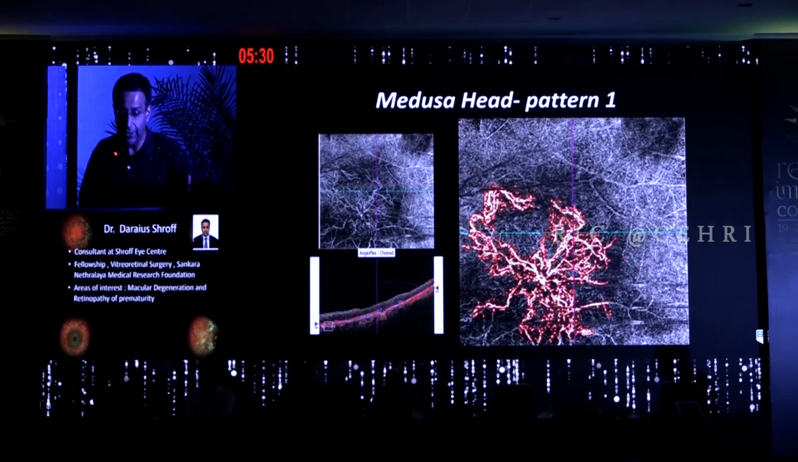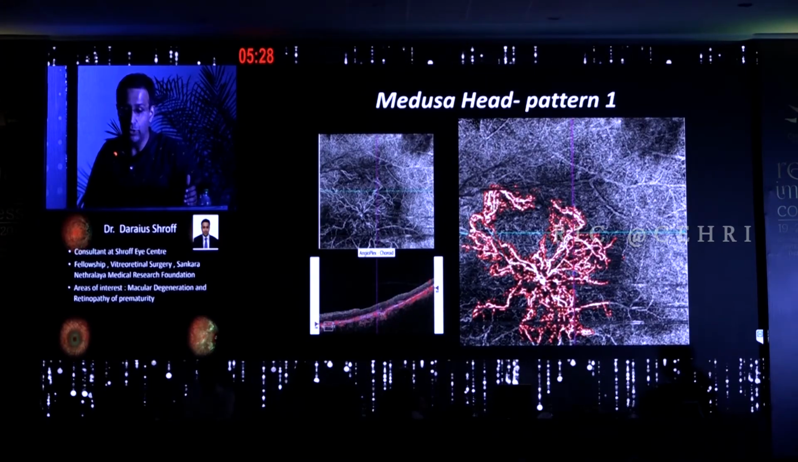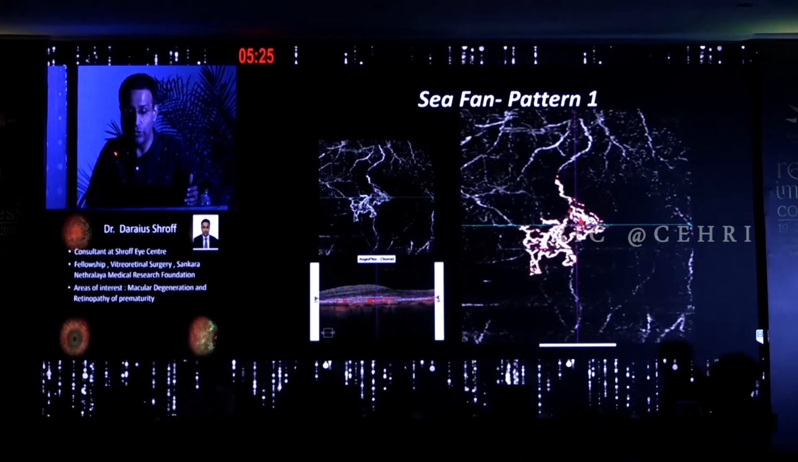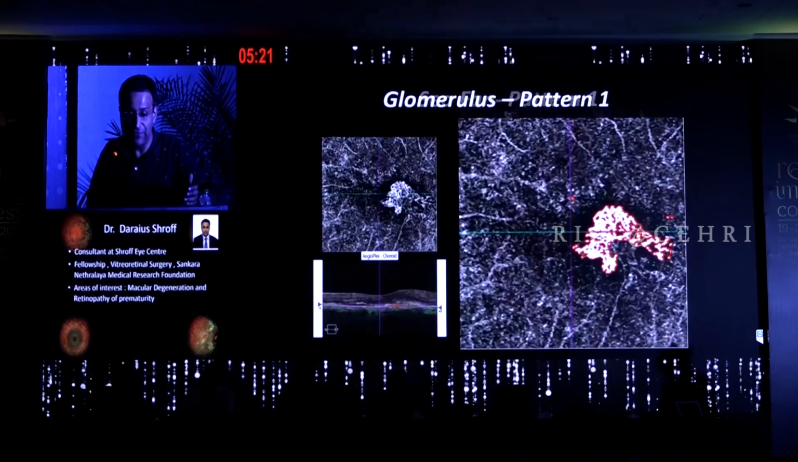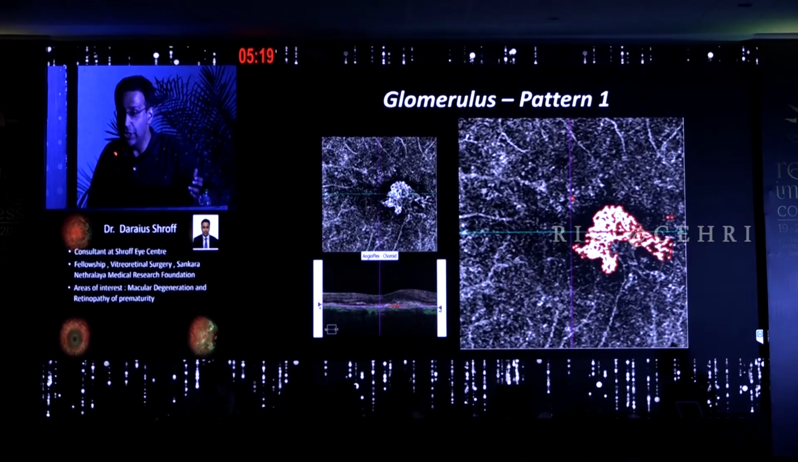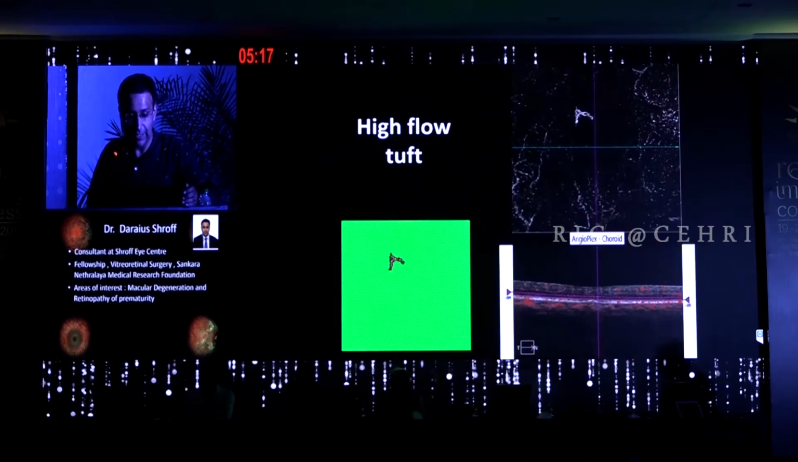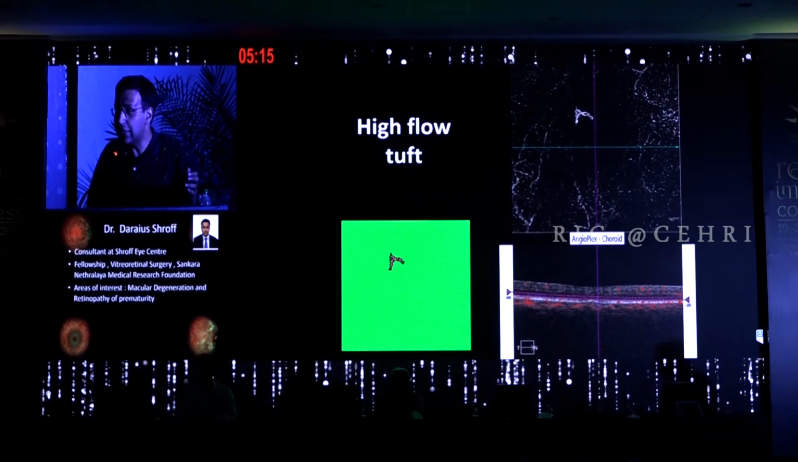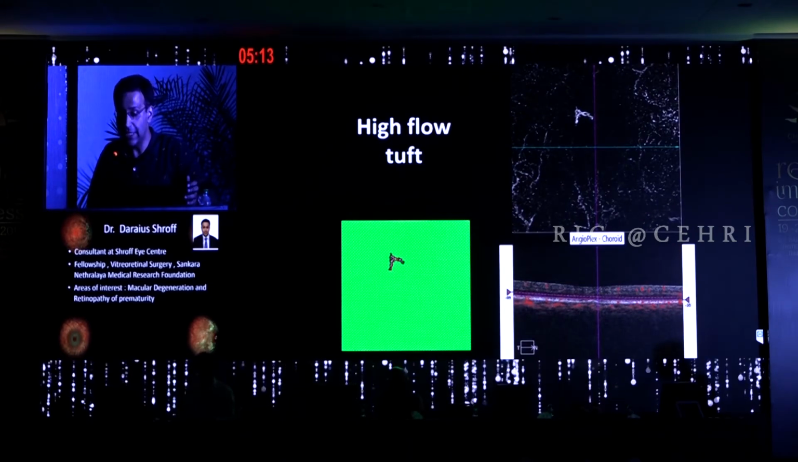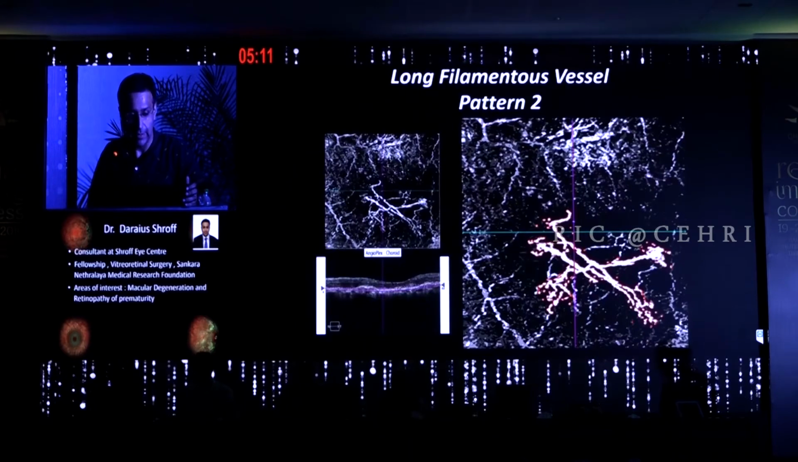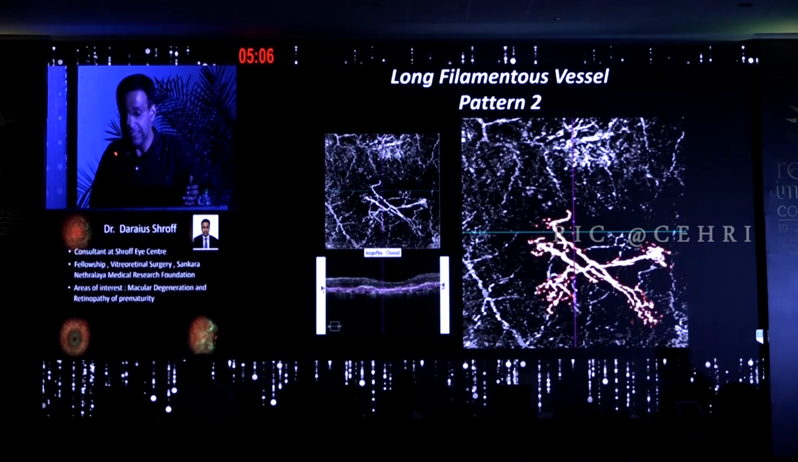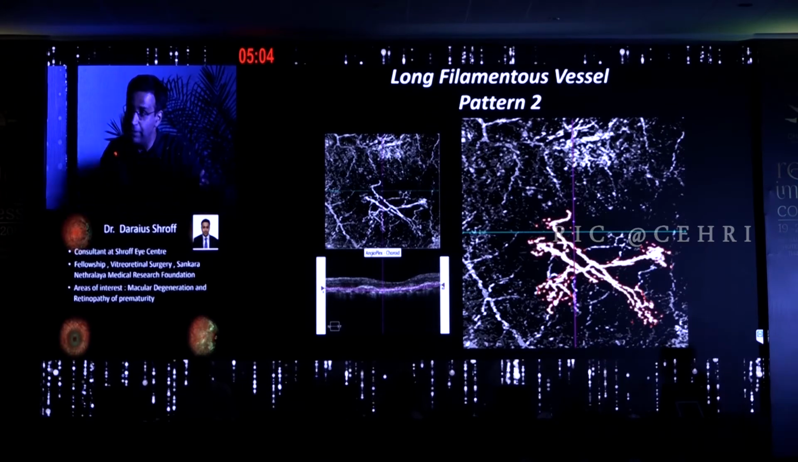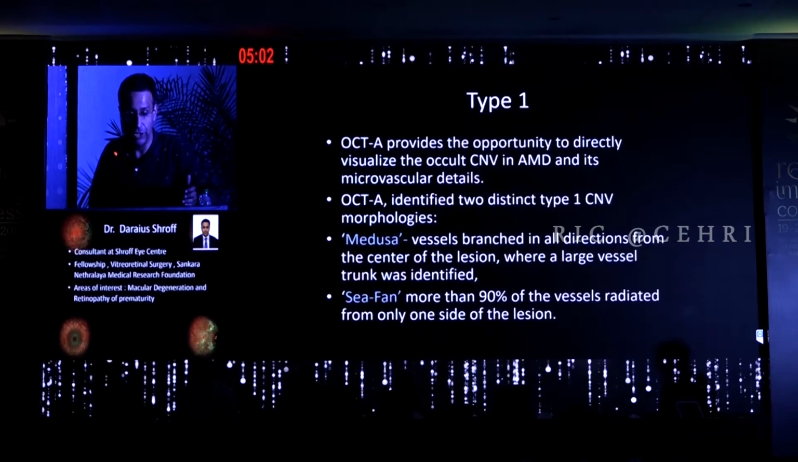And these were some of the patterns we found in our collection. You can see the Medusa head, and this looks active, a pattern 1. And please keep using your imagination. This is a C-fan. This is a glomerulus, which we used to learn in medicine, the glomerular pattern. And the high flow tuft, which is characteristically seen in RAP lesions. Long filamentous is a pattern 2. Here you can see it looks quite bare and maybe a relatively inactive lesion.